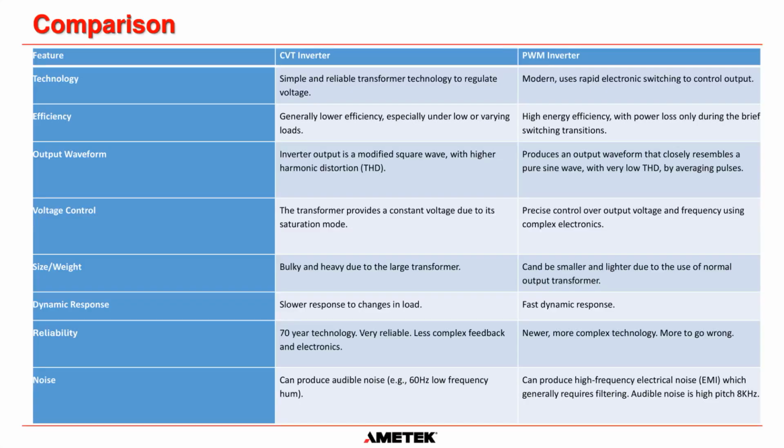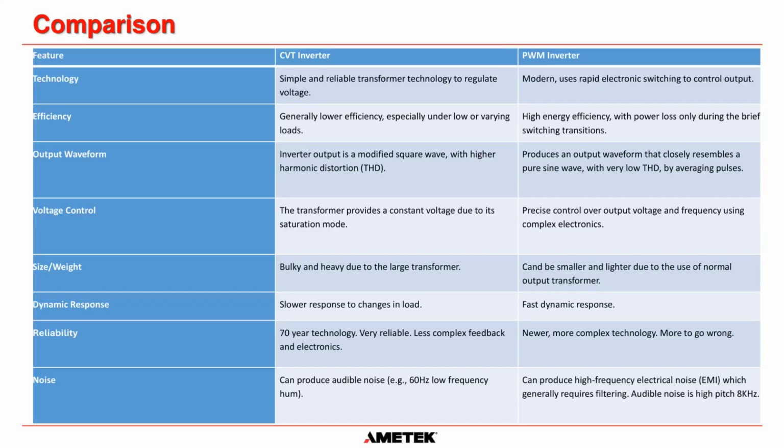Dynamic response, how quickly it changes to load steps. For a CVT system, it's slower to respond to changes in load. For a PWM system, it is faster. Remember we said that it can change the width of every single pulse in that 8 kilohertz PWM, and that allows us to have a much better dynamic response.